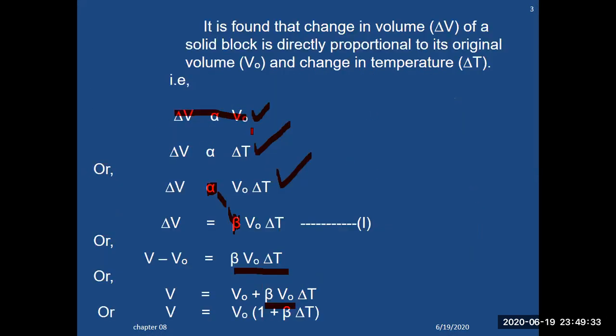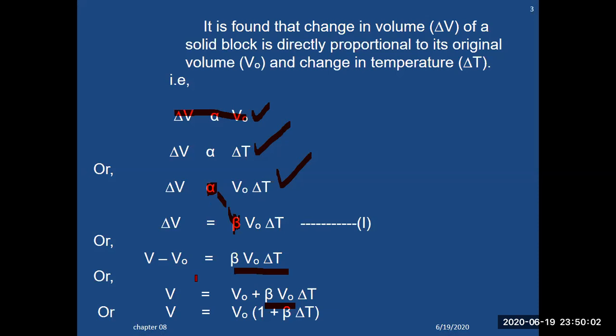This increase in volume is directly proportional to the original volume. This increase in volume of the block is also directly proportional to the increase in temperature. We combine these two, and we get del V directly proportional to V naught del T. Here is the proportionality sign, and we replace it with a constant. This beta is called the coefficient of volumetric expansion. And finally, you will calculate the value of beta.